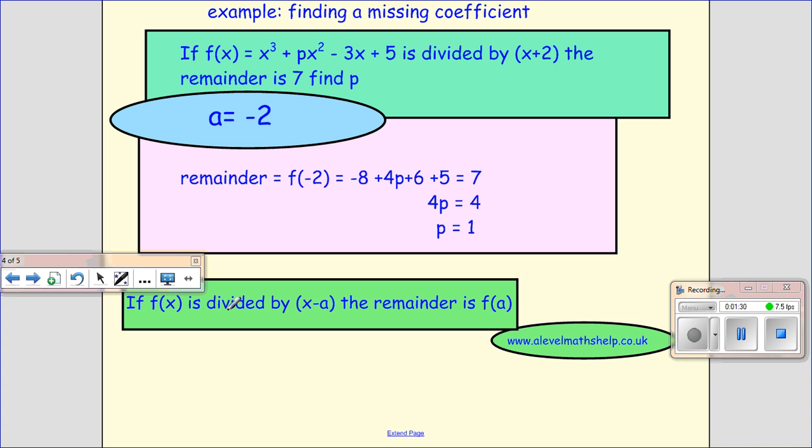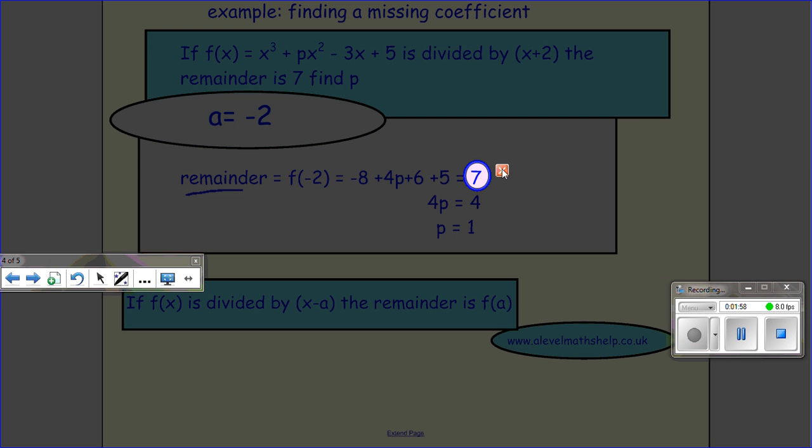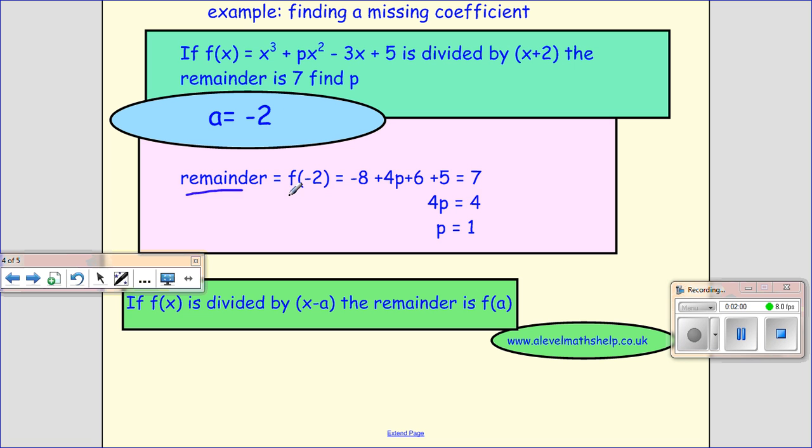Okay, so you can also get questions which are about finding a missing coefficient. So this time we're given the remainder, so we know what the remainder is, and we need to find a missing coefficient. Now, a coefficient is the number in front of the power of x. So here's x squared, so we're missing the coefficient of x squared. So what are we given? We're given the remainder is 7, so we know the remainder equals 7. And we know that the remainder is given by f of a.